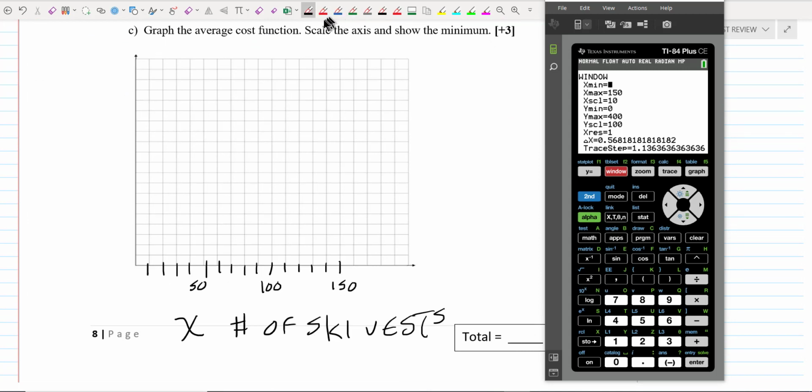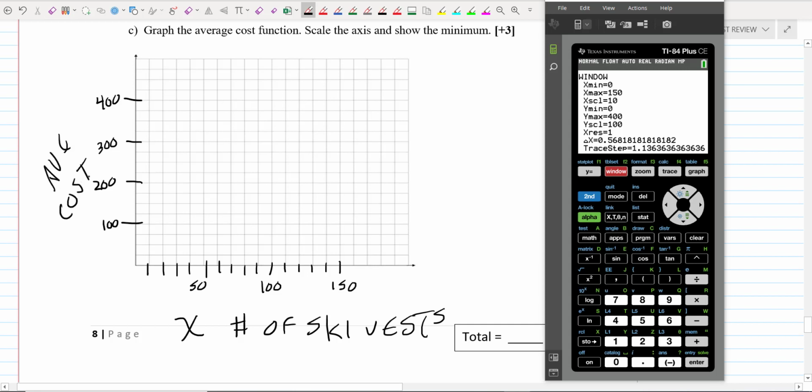I'm going to just kind of figure out, maybe I'll go 1, 2, 3, 4, that's 100. 1, 2, 3, 4, that's 200. But you got to scale this. 1, 2, 3, 4, that's 300. It's just a good idea to spread this out. 1, 2, 3, 4, 400, like that. And then this is the average cost. So that's what you have to have. I mean, you have to have that stuff on your graph.